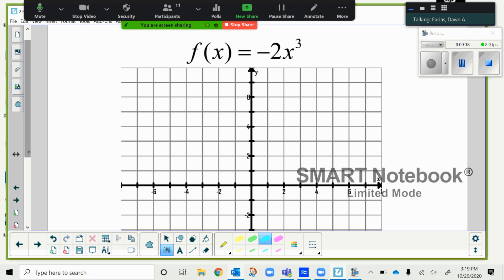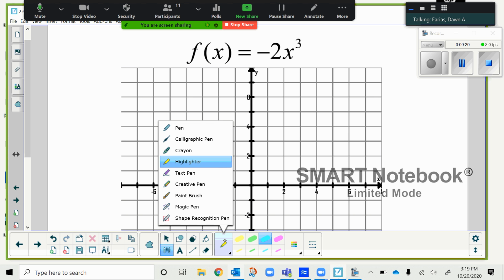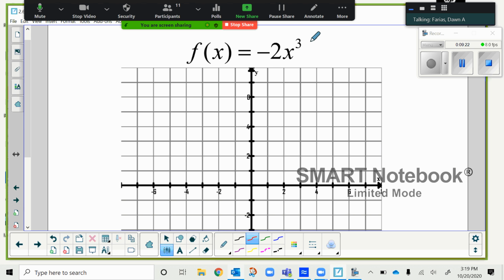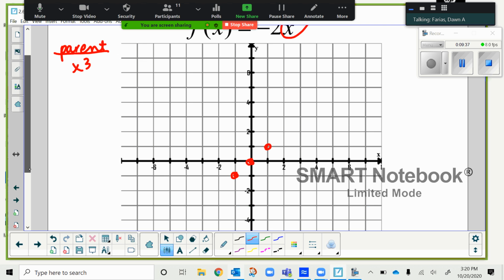So here's an example. My parent function, before any modifications were made, was x cubed. So I'm going to graph that basic function. I'm just going to use 3 points. I'm generally pretty happy with just 3 points. I know some teachers might want more.